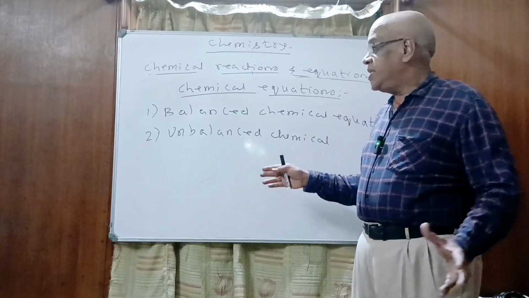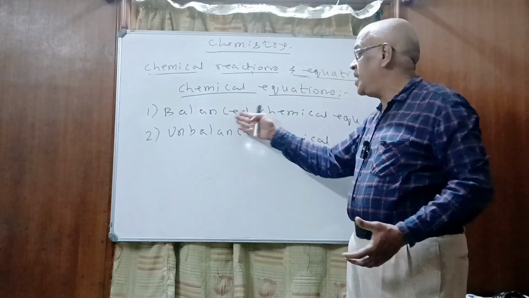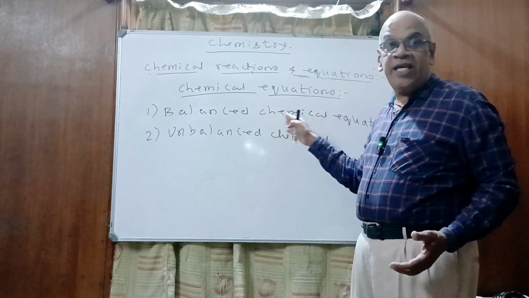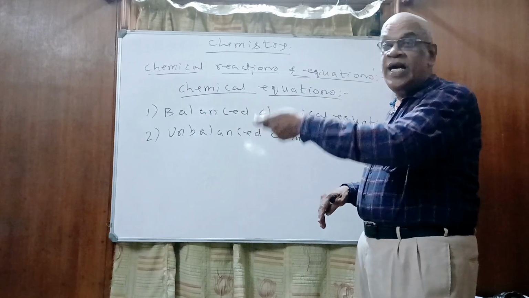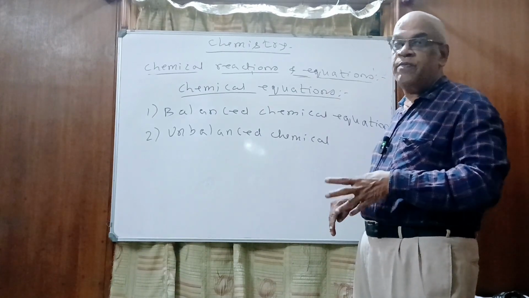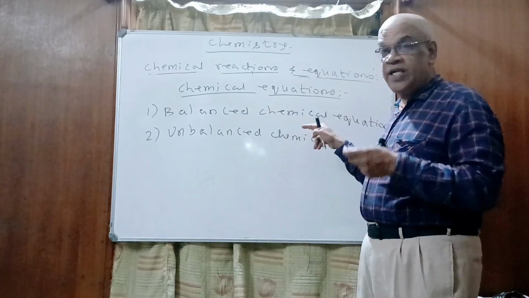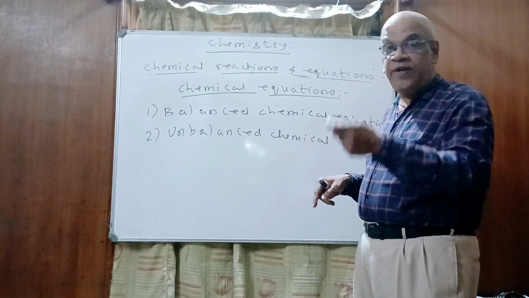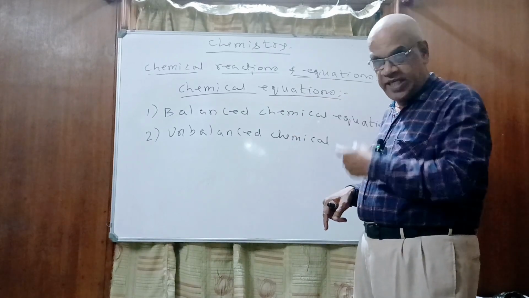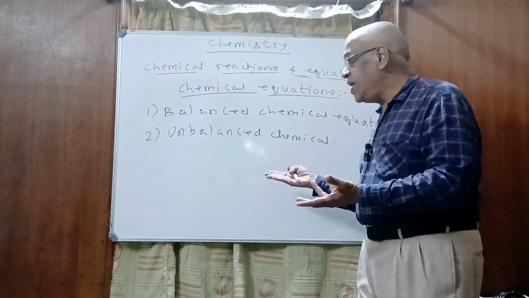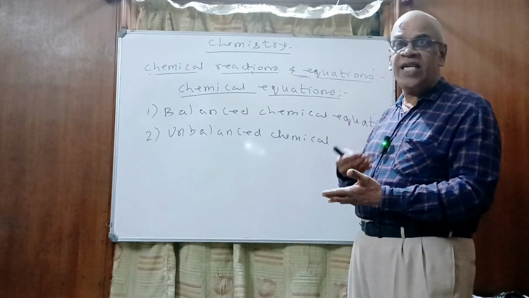See, children, the beauty of chemistry, I keep telling, the answer lies in the question only. What is balanced chemical equation? It's an equation in which atoms of different elements on the reactant side as well as the product side are the same. It's balanced. What is unbalanced? Opposite of balanced is unbalanced. Again I repeat.